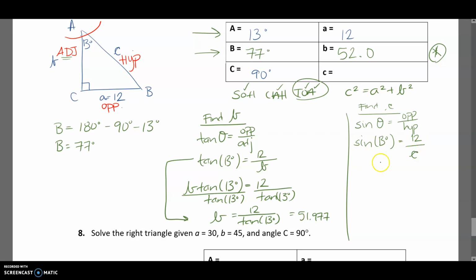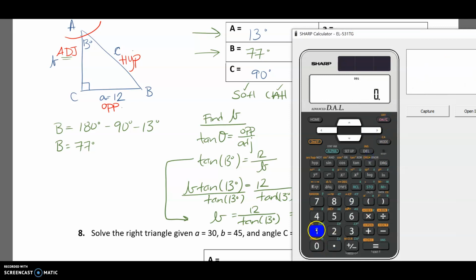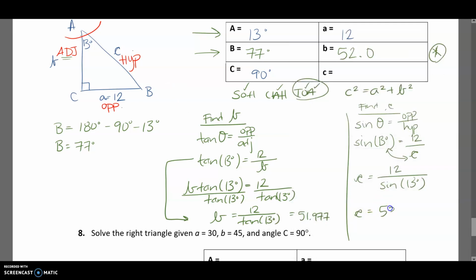You can rearrange as we did in the last question, or if you're used to the pattern and how it works, you can go right to here. C equals 12 over sine of 13 degrees. Basically, these have switched places. And then on your calculator, 12 divided by sine 13 is 53.3449, or to one decimal place, 53.3.